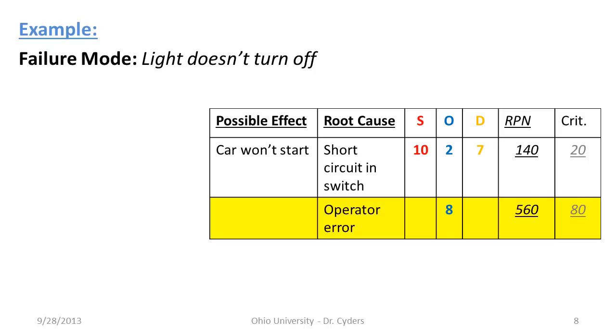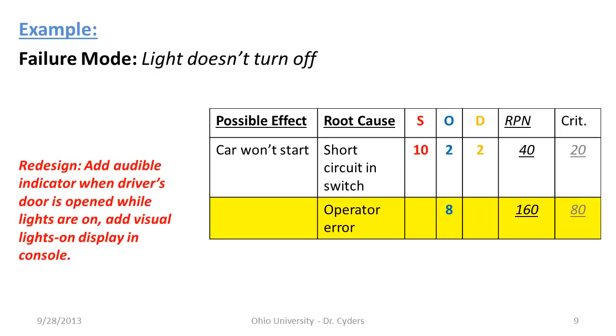Whereas the second failure has a risk priority number of 560. That's pretty darn high. And a criticality of 80, again, we have a high probability of occurrence, high severity. So this is one of those failures that we really need to pay attention to. So let's make a design change.